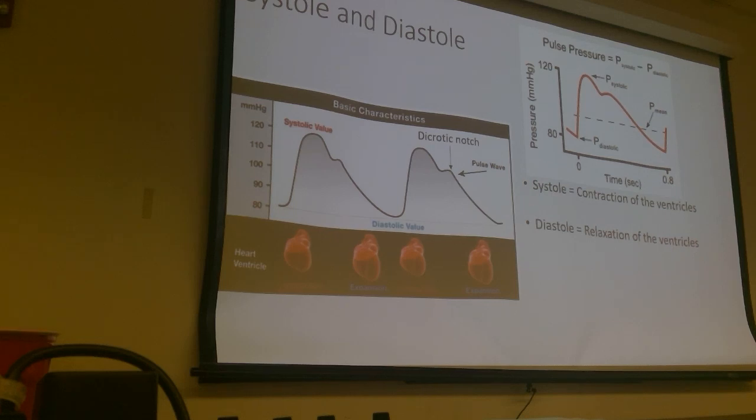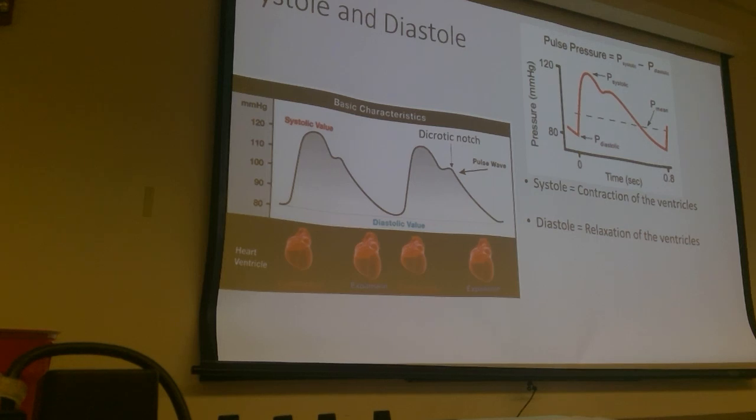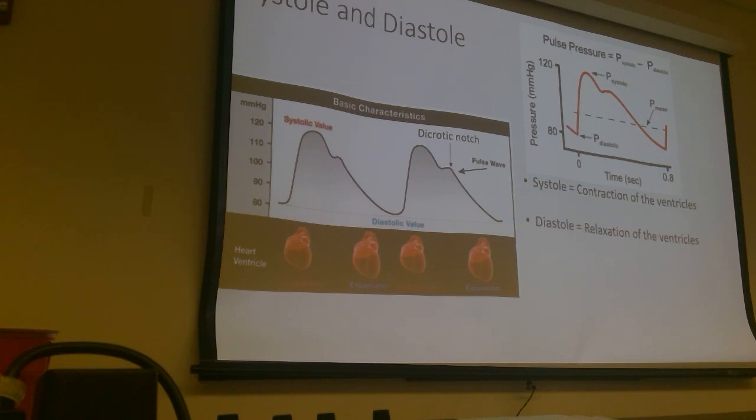All right. There's this little thing here called the dicrotic notch. So see how it goes up, comes down, there's a little blip, right? That little blip is called the dicrotic notch. This is a slight increase in pressure that occurs as a result of the closure of the aortic valve.